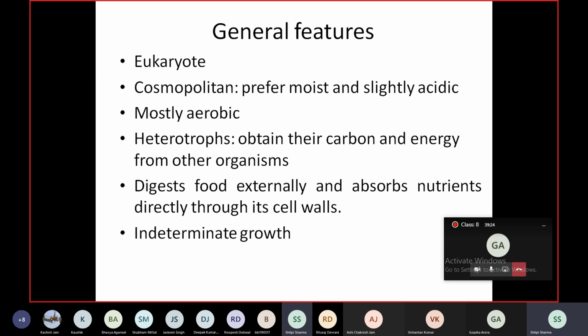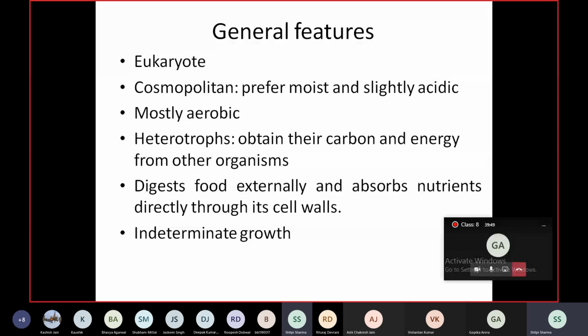So they prefer moist and slightly acidic environments and can grow with or without light. They grow best in the presence of oxygen using aerobic respiration, but can survive using anaerobic respiration when oxygen is not available. So for example, yeasts are intermediate. So they are facultative anaerobes.